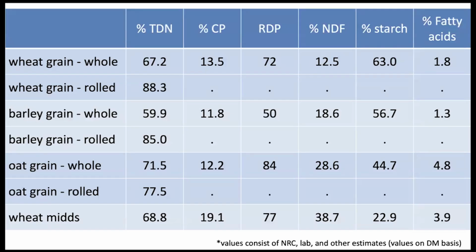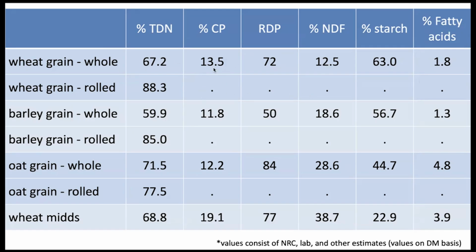So when we look at the nutritional composition of some of these cereal grains, the way I have this set up is the first is going to be the whole grain, so unprocessed, and then a rolled version, and what that does with TDN. And remember, it's not going to change the protein, the fiber, and those things. So that's why we have dots here.